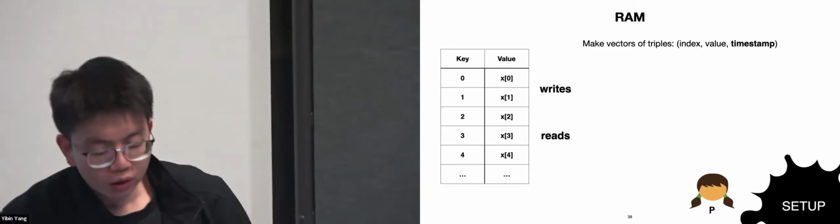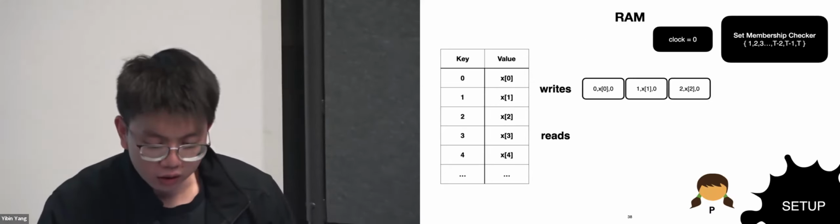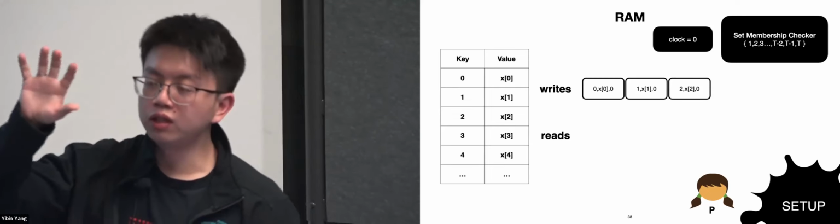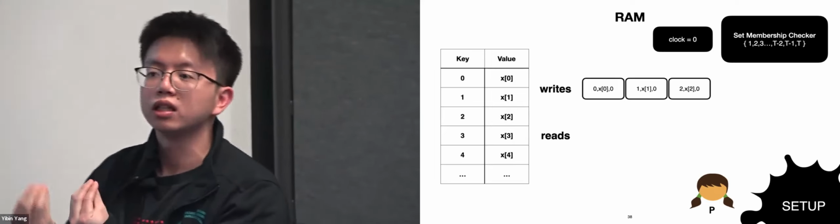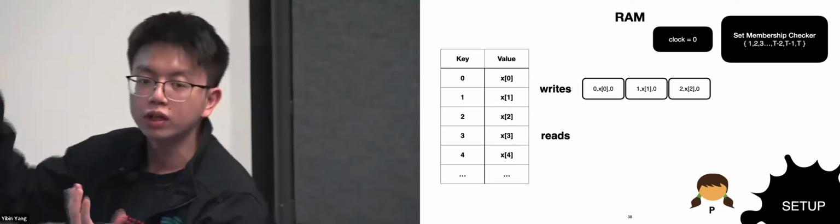How can you do it? Well, it's very simple. You just maintain some global timestamp. And each time you ask the prover: for the unit you want to read, what is the last time you used it? And you just subtract these two values and show that the difference is inside this set. Right? This basically means that this is a positive number, so you never read from the future.